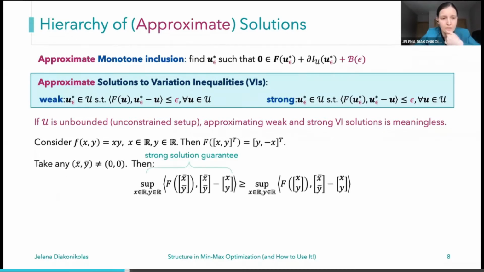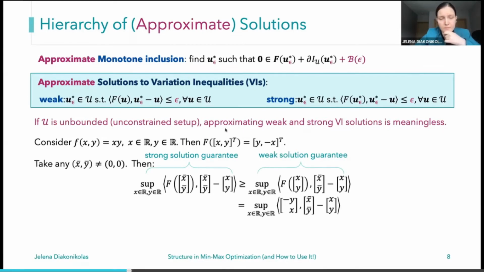The thing on the left is your strong solution guarantee. By monotonicity, it is going to be greater than or equal to this, which would be your weak solution guarantee. Plug in what this f is, simplify, this is what you get. So if you're not at (0, 0), because I'm taking x and y to be from R, when you take sup, this is going to be infinite. Right, so it just doesn't make sense.